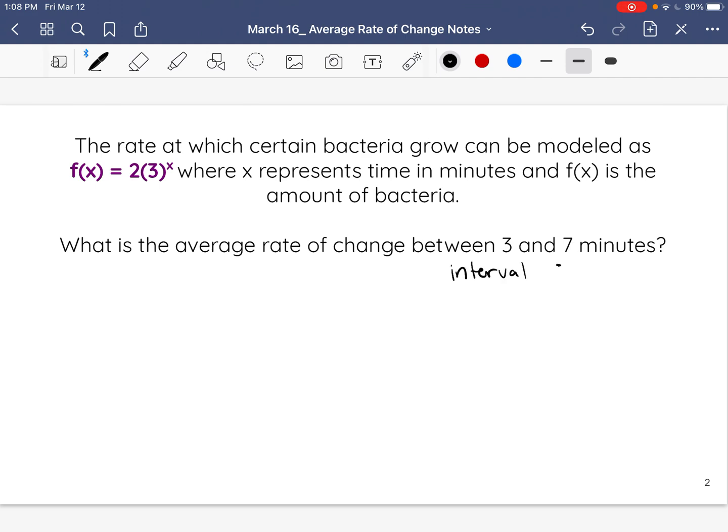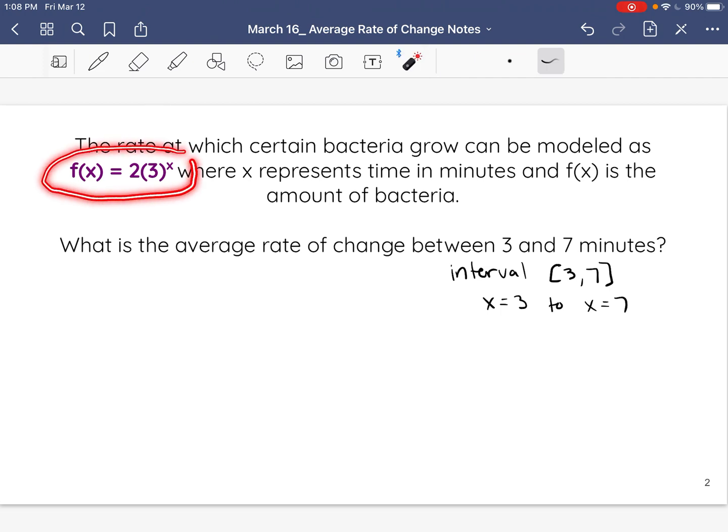That is the interval from 3 to 7, which we represent with our bracket notation. All that means is we are looking from x equals 3 to x equals 7. Now, we're doing this with the equation f of x equals 2 times 3 to the x. In this equation, we have an initial value of 2, and we have a growth factor of 3. I know that it's a growth factor because this b value is greater than 1.